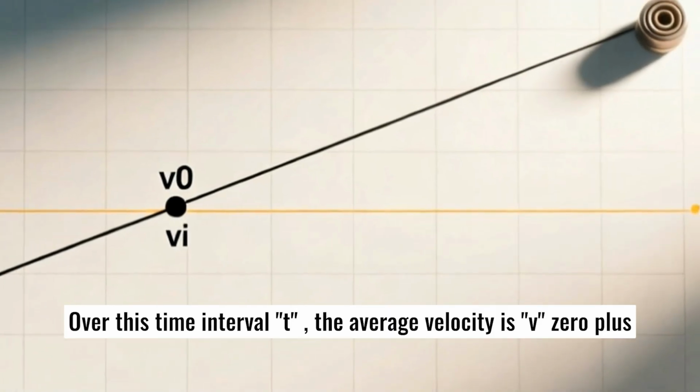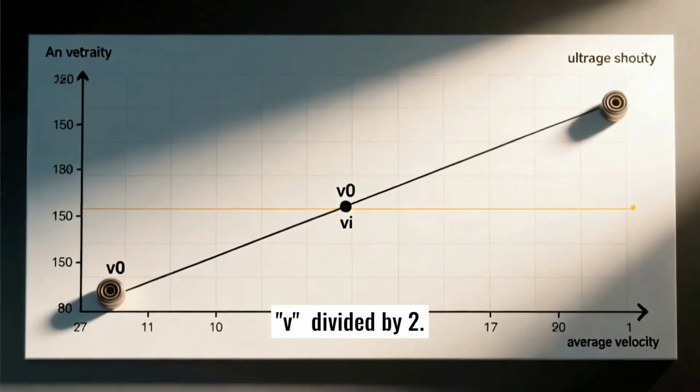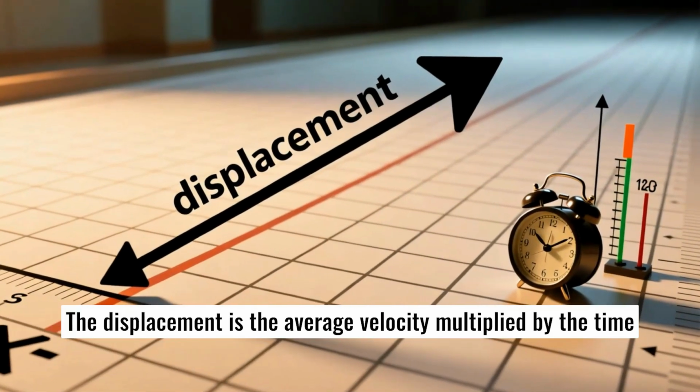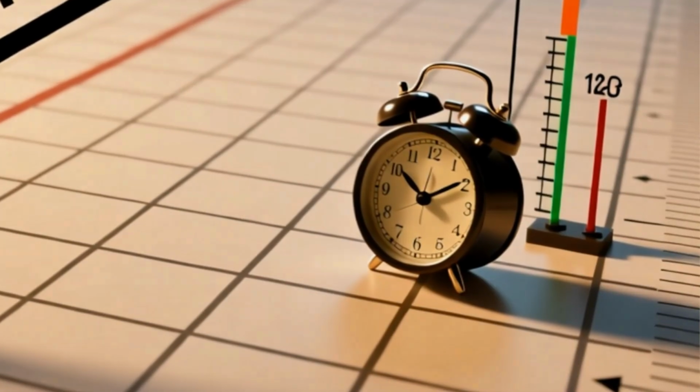Over this time interval t, the average velocity is (v0 plus v) divided by 2. The displacement is the average velocity multiplied by the time interval.